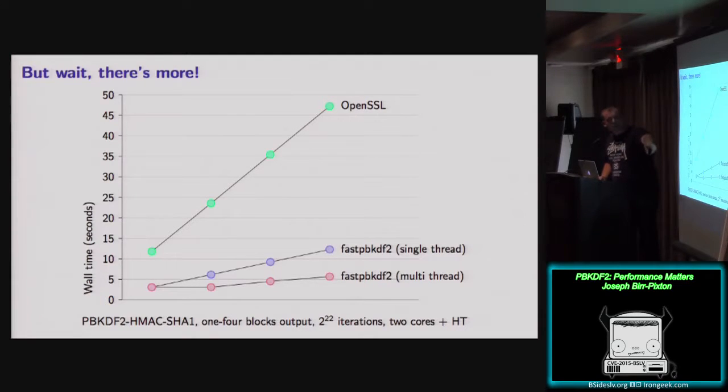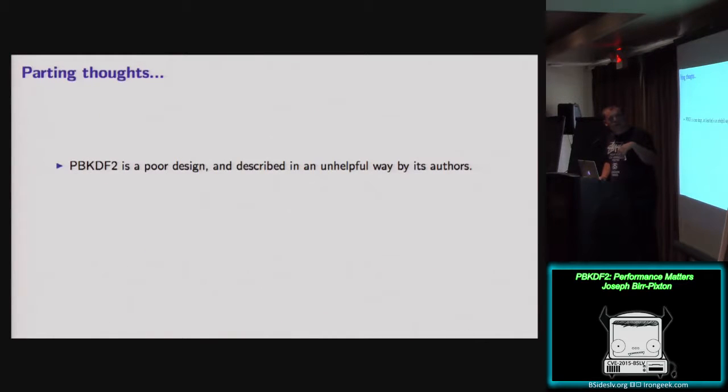So yeah, that's quite interesting, because if you are using OpenSSL with 4 blocks, then there might be, say, 10 times performance difference between what you could achieve if you were willing to throw a couple of cores at it. And that's it. So I think it's a poor design.